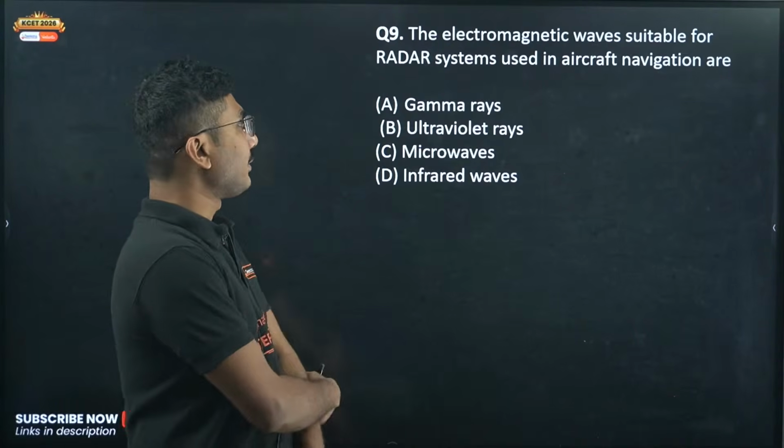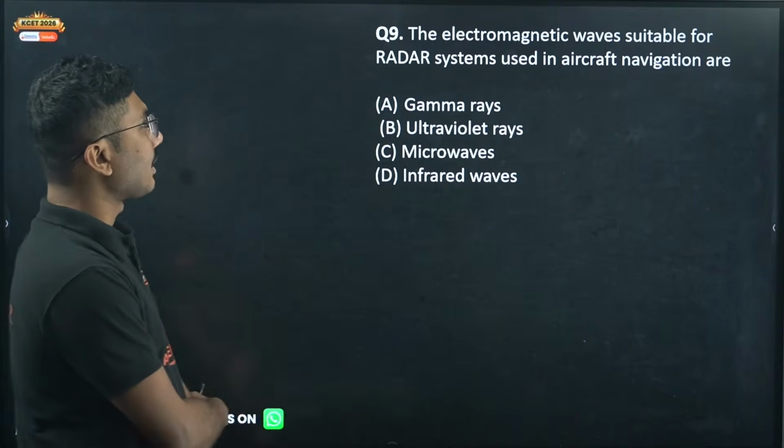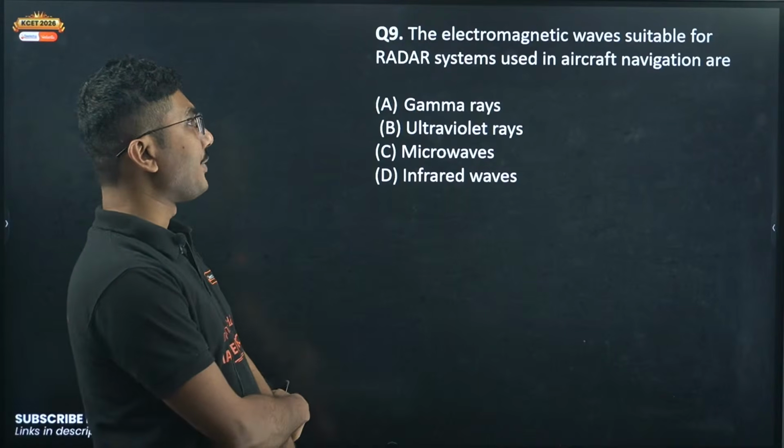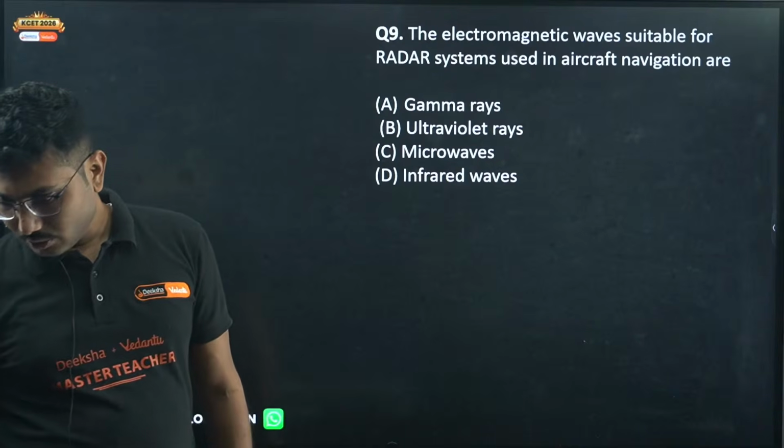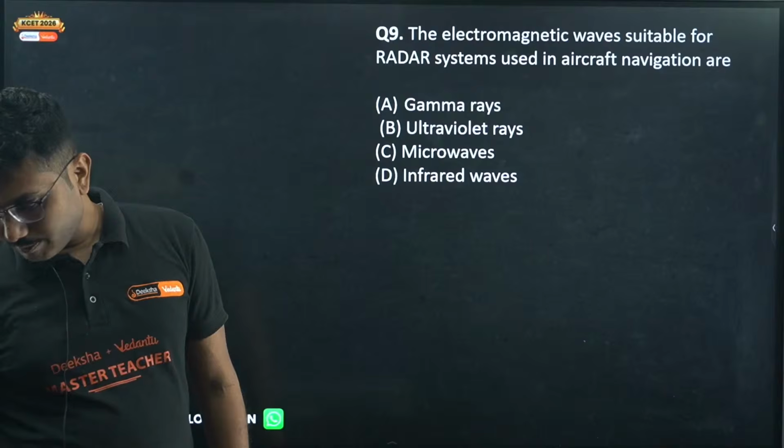Next, the electromagnetic waves suitable for radar system used in aircraft navigation are. Okay, yes, perfect.